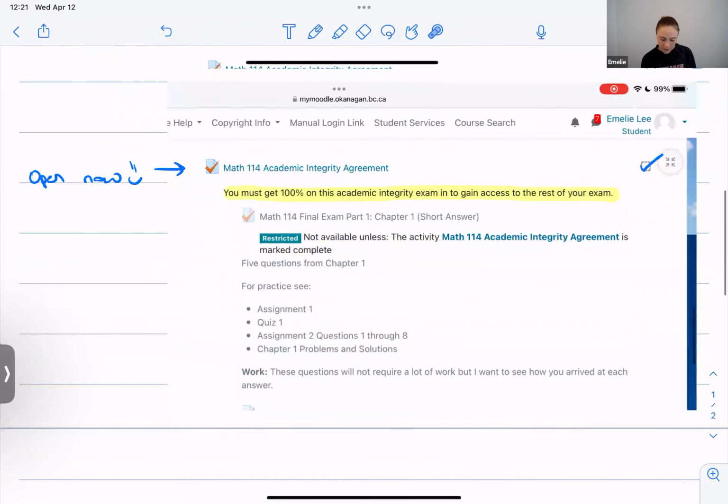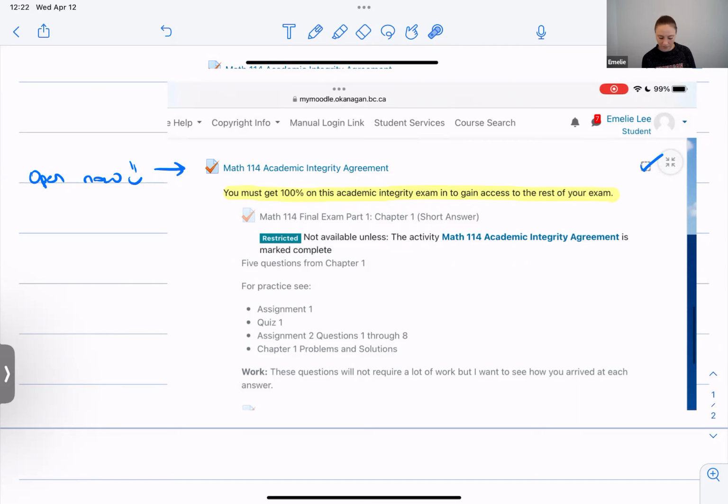All right, so part 1 is from chapter 1. It's all short answer questions. It's 5 questions from chapter 1. And what I've done is I have a list of things that you can use for practice. So assignment 1 is good for practice. Quiz 1 is good for practice. Part of assignment 2 is good for practice. And then of course the chapter 1 problems and solutions. That's a lot, okay? And also you'll see some of these short answer questions on that practice PDF that I posted.